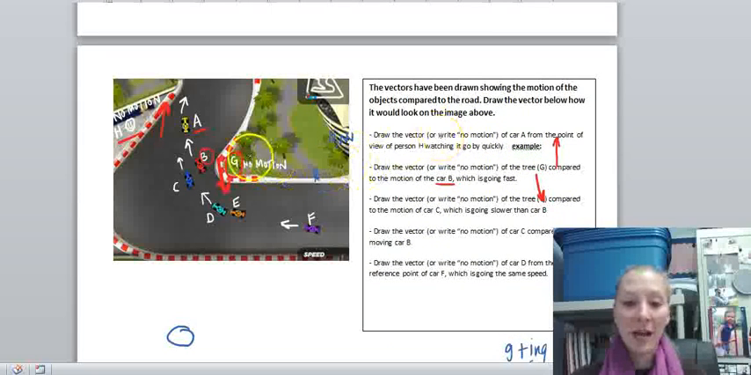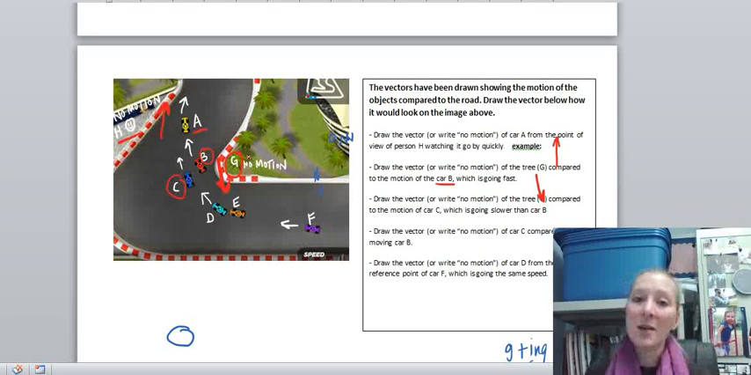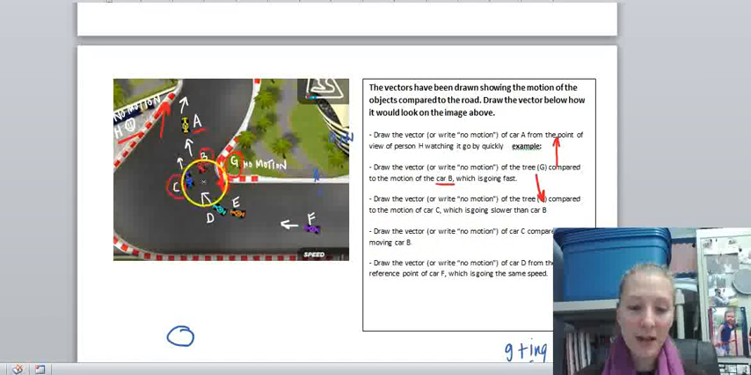Next, we are supposed to look at tree G from the point of view of car C. So car C is going the same direction as car B, but slower. So when I imagine what that would look like, I'd still see the tree going backwards, but this time it's going to seem as if it's going a little bit slower. So my vector for that would be the same thing here, but just a little smaller.